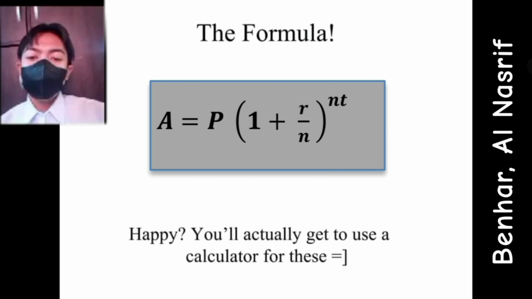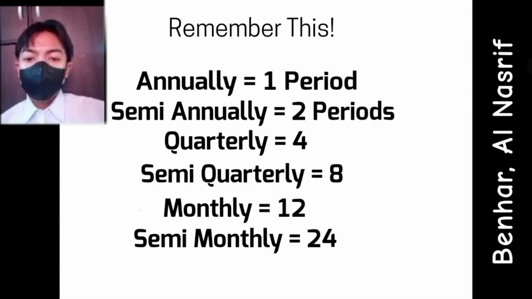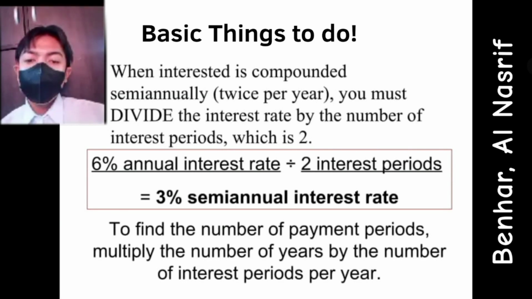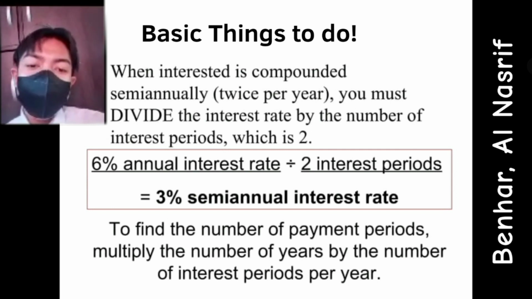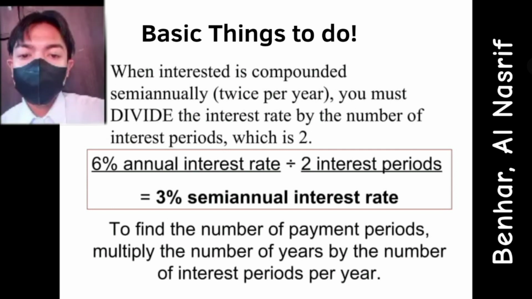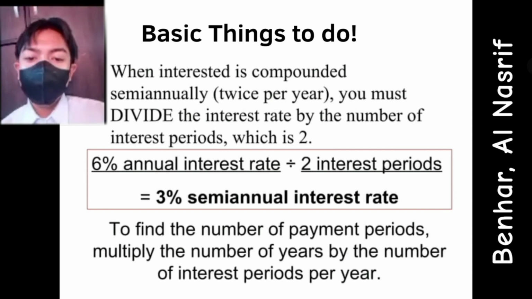Actually, let's look at it with our calculator. Remember this, there will be 2 periods. This applies when the interest is compounded. Please remember, we combine the interest with the number of interest periods, which is 2.